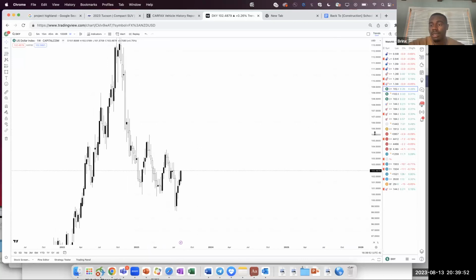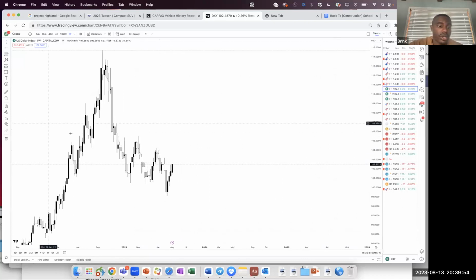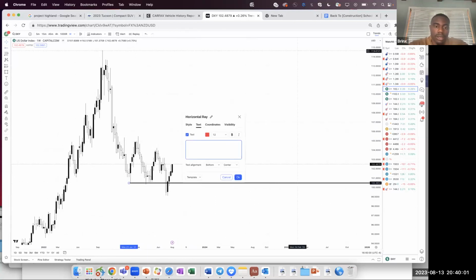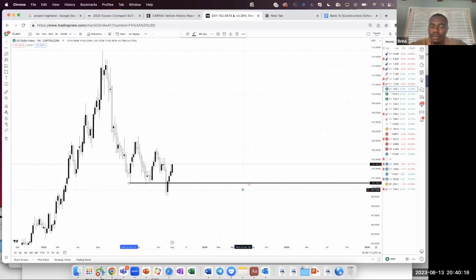So with that in mind, let's break it down to the charts. There's a couple of things that I want to note here. There was a liquidity pool, which we're going to call sell side liquidity. I'm just going to say SSL. That was taken underneath these lows.